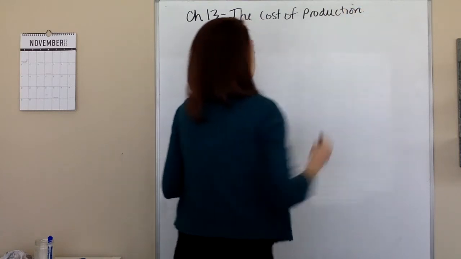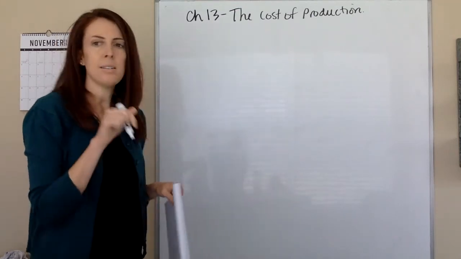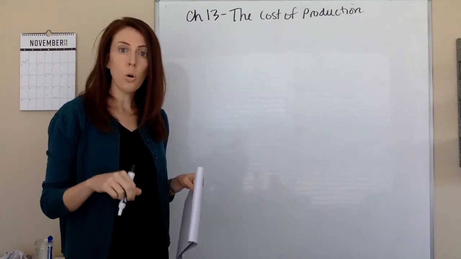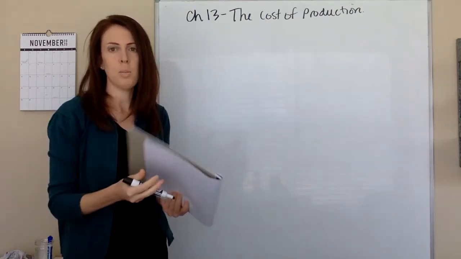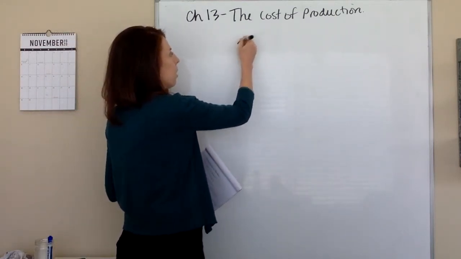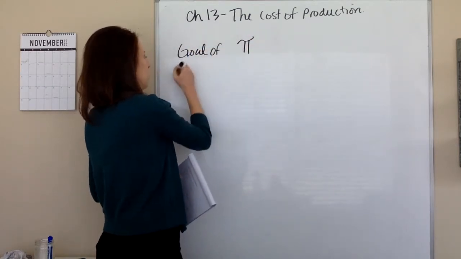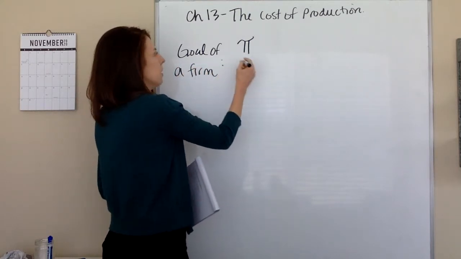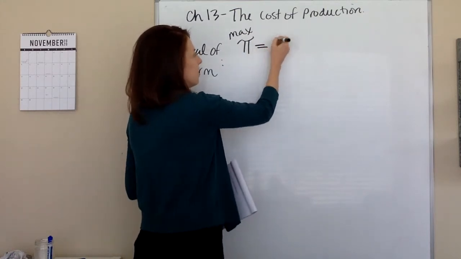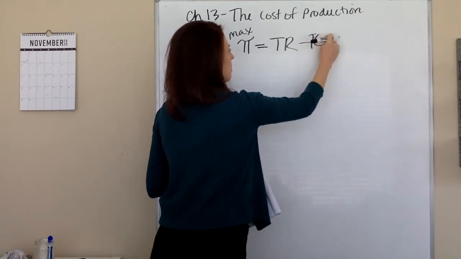Okay, so the first thing is why do we care about costs in economics? The reason we care about costs is because if we put ourselves in the shoes of a producer or a manufacturer, the goal of that producer or manufacturer or firm is going to be to maximize their profit. So we typically abbreviate profit using pi. So the goal of a firm is going to be to maximize profit, and profit is equal to total revenue minus total cost, TC.